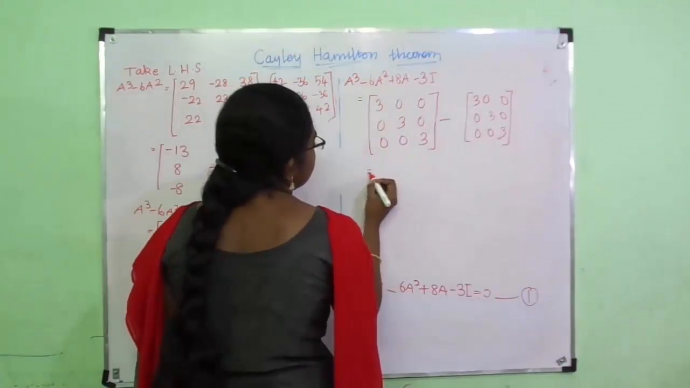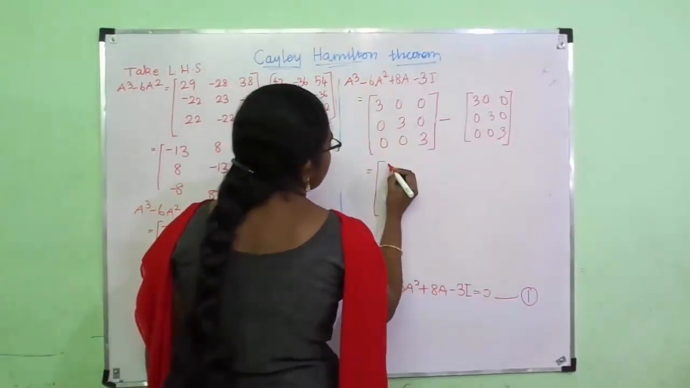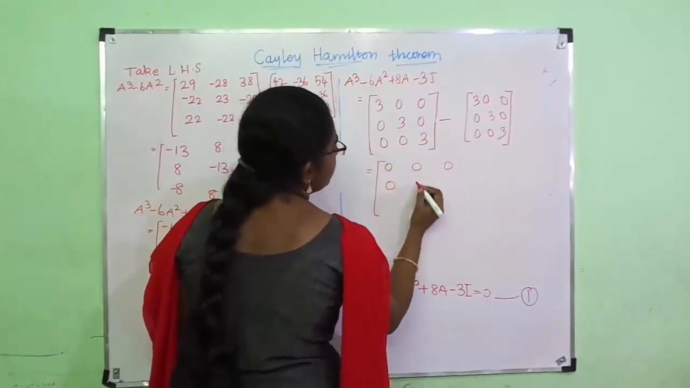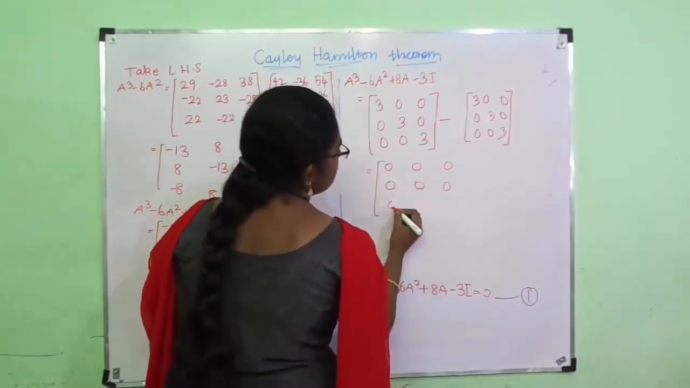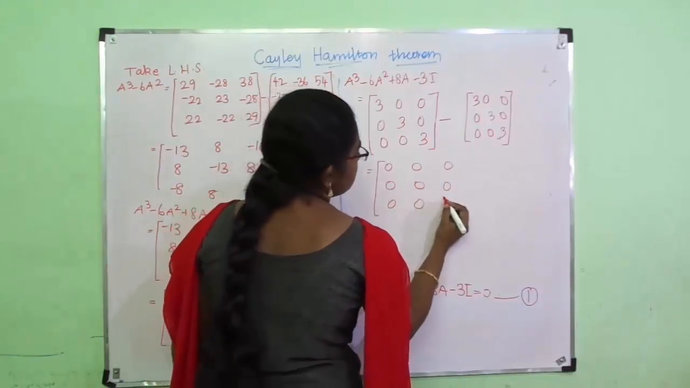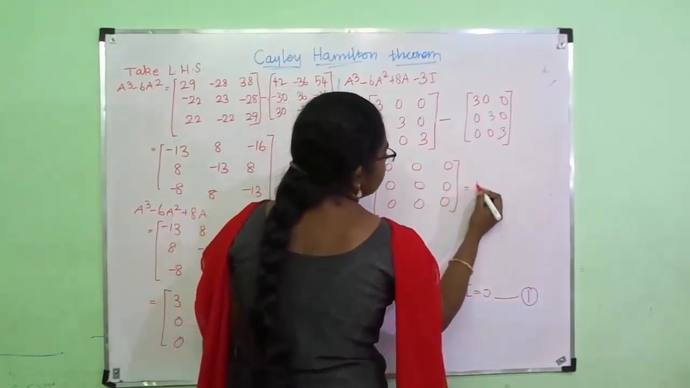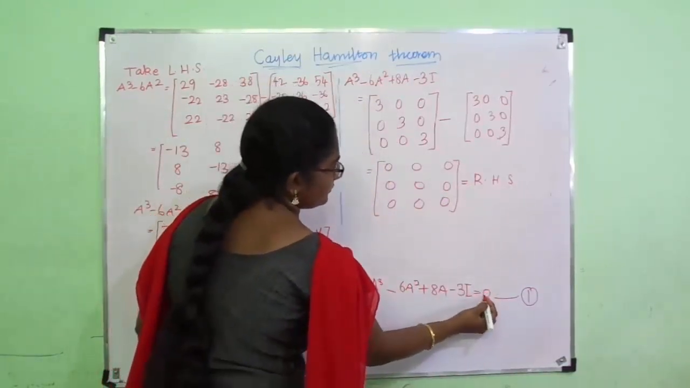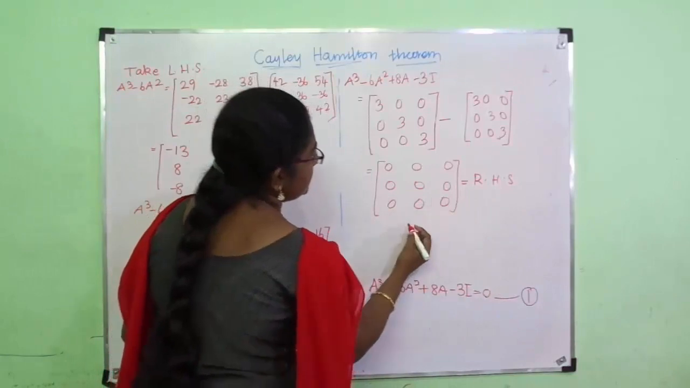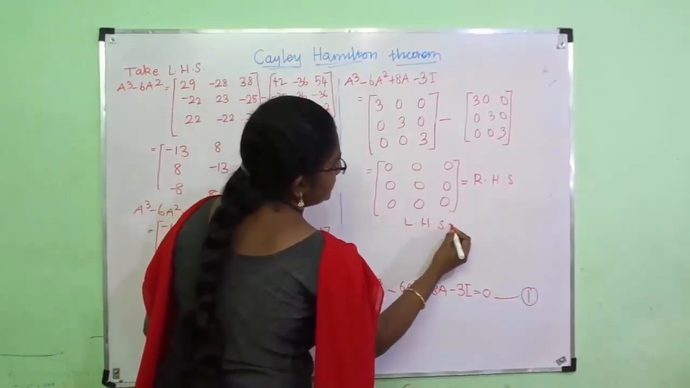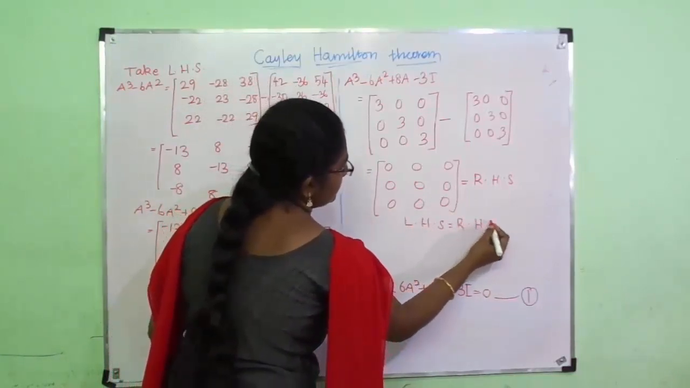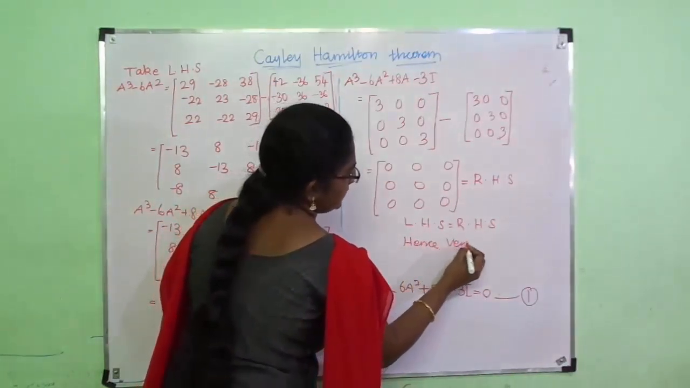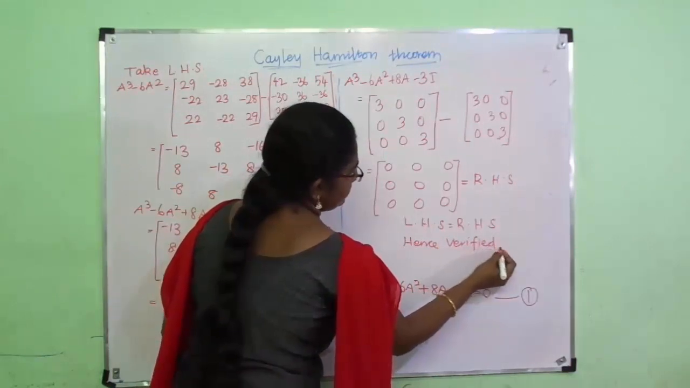Subtracting these both matrices, you will get 3 minus 3, 0. 0 minus 0, 0. 0 minus 0, 0. 0 minus 0, 0. 3 minus 3, 0. 0 minus 0, 0. 0 minus 0, 0. 3 minus 3, 0. This is your left hand side of the characteristic equation. Look at here, it is 0. We got it. Left hand side is equal to right hand side. Hence verified. Hence our Cayley Hamilton theorem is verified.